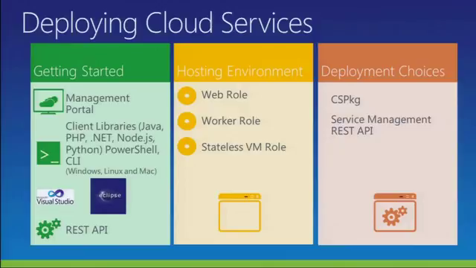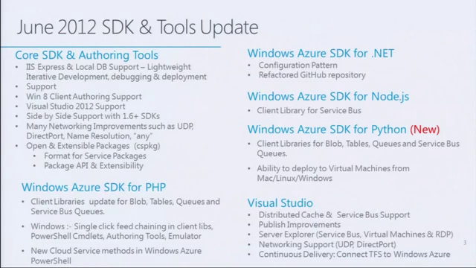When it comes to deployment choices from an authoring perspective, you can package these applications using the Windows Azure authoring tools. Today we have support for the CSPKG format, which is an open packaging convention-based format that allows you to package your cloud application and deploy it over the REST protocol, also known as the service management API, onto the Windows Azure environment. Let's now focus on the updates that are coming in the Windows Azure June release.